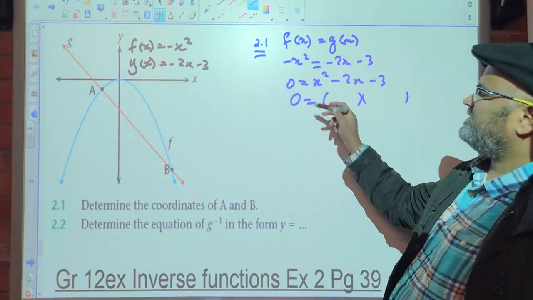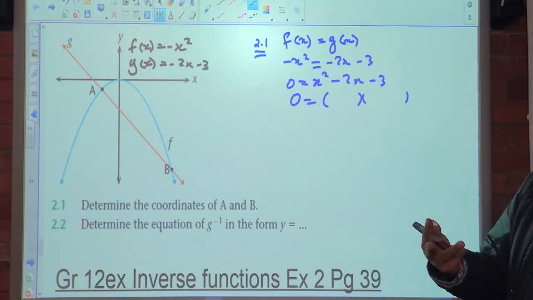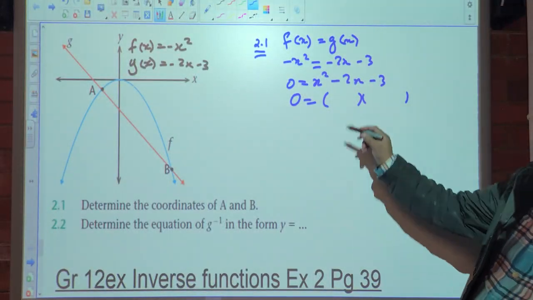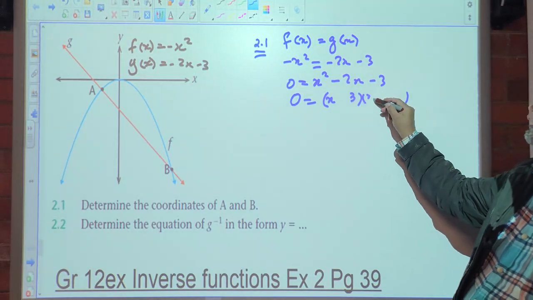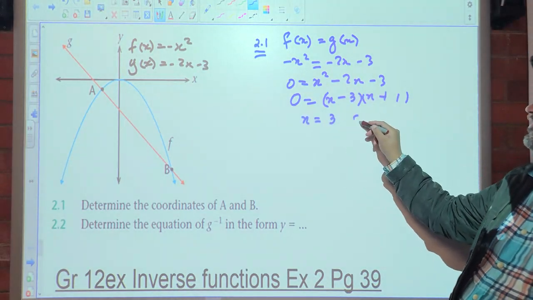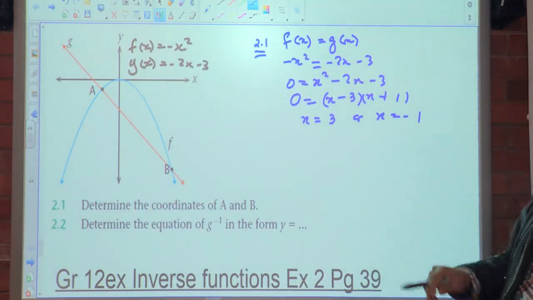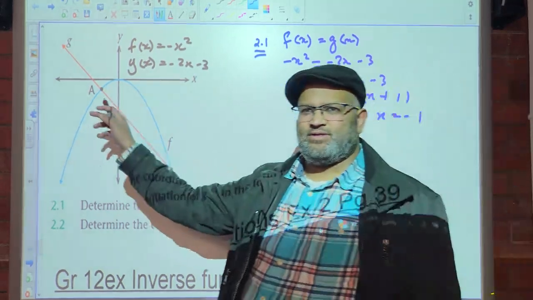Trinomial. Either that or complete the square or quadratic formula or use the calculator. No? There's many options to you. So minus plus. So x is equal to 3 or negative 1. People, why are there two values? 2 points of intersection. Can you see that?